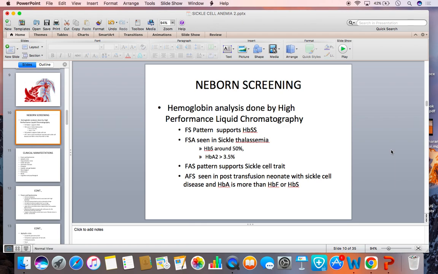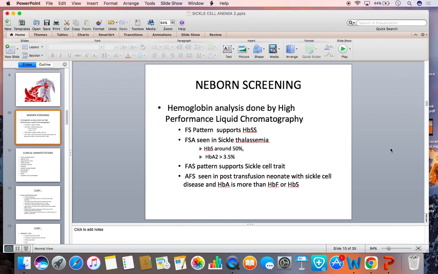During the process of newborn screening, you do the hemoglobin electrophoresis. FS pattern supports hemoglobin SS disease. If it is FSA, that is high levels of fetal hemoglobin, followed by equally high levels of sickle hemoglobin and a small amount of adult hemoglobin. This is sickle thalassemia, wherein HbA2 is more than 3.5.